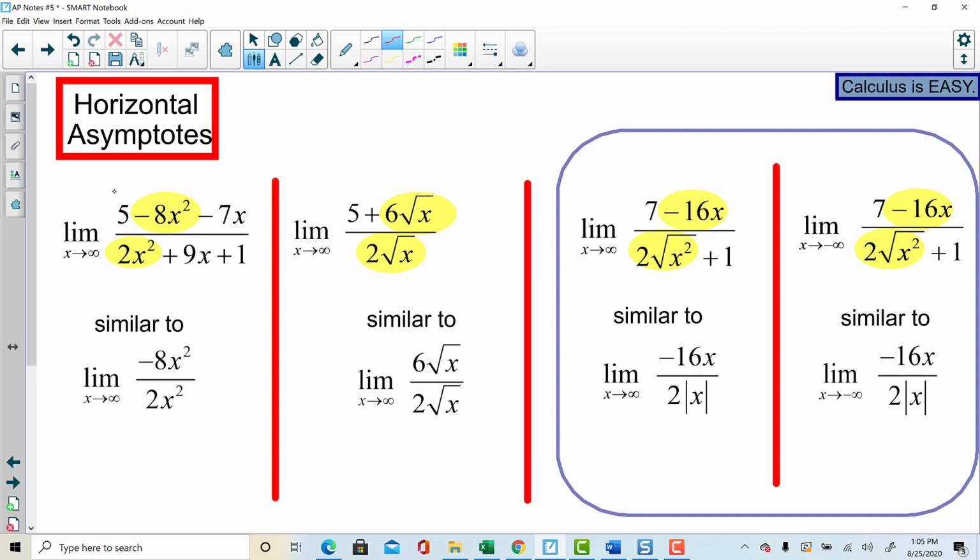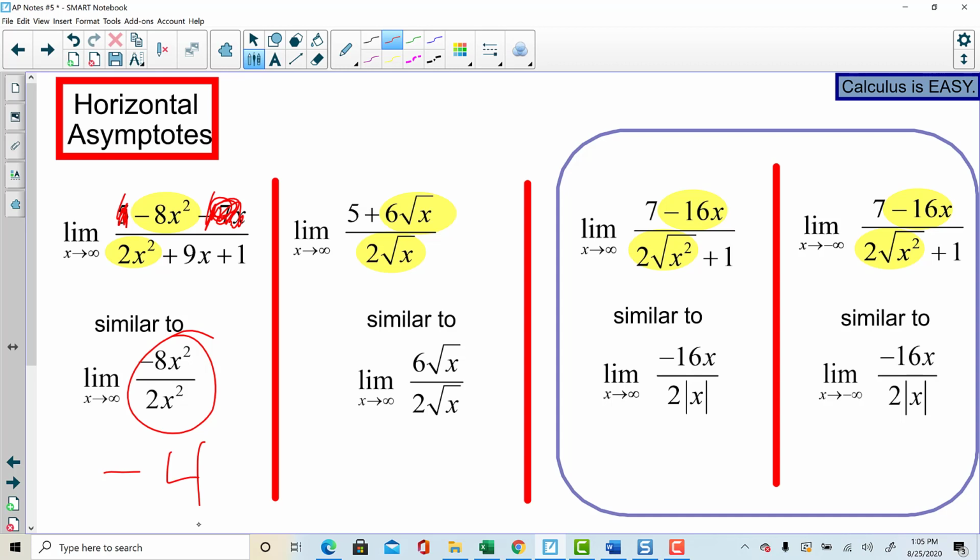So in this first example, I'm going to ignore the 5. I'm going to ignore the minus 7x. It's very important to note that that minus belongs to the 8x squared. On the bottom, 2x squared was the biggest piece. So we're just going to look at this. So that top limit, because we're going to infinity, is similar to that bottom limit. Now you'll notice that they're both x squared, so we're just going to take the leading coefficients. And so that limit will just equal negative 8 over 2, which is negative 4.